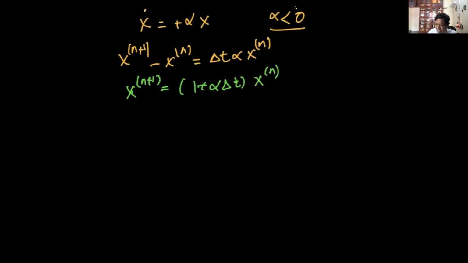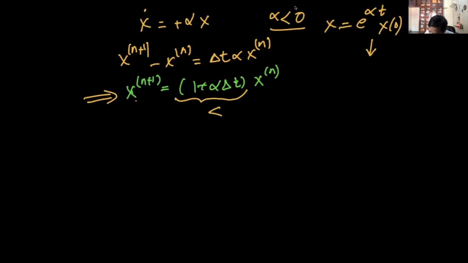By the way, for alpha less than 0, I know the solution. In fact, I know the solution for all alpha. It is x equals e to the power alpha t times x0. And for alpha negative, it goes to 0. This function is decreasing in t, so my numerical solution should also be decreasing in t. And when will this decrease in t? Assume x to be positive. I can take a mod if you like, but let's assume x is positive. Then I want this object to be less than 1. Then I know that x_{n+1} is less than x_n.